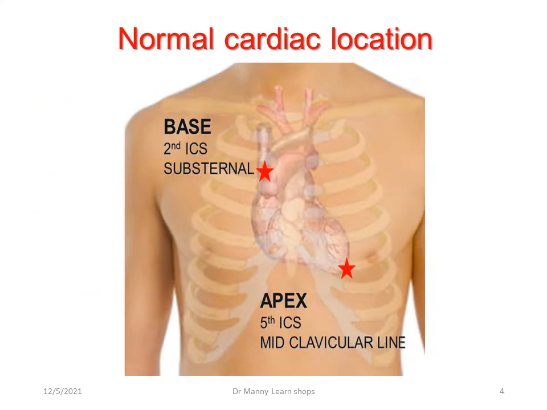Now, the normal cardiac location typically will be the apex is located in the 5th intercostal space in the midclavicular line. The base is located in the 2nd intercostal space substernally, beneath the sternum.